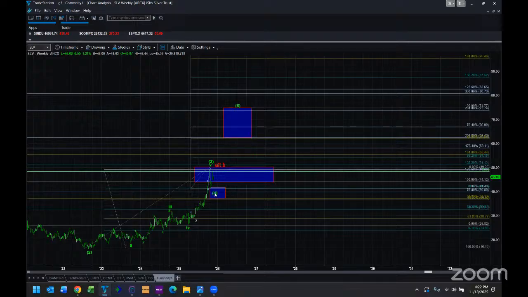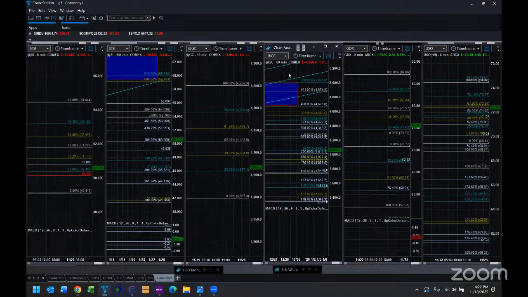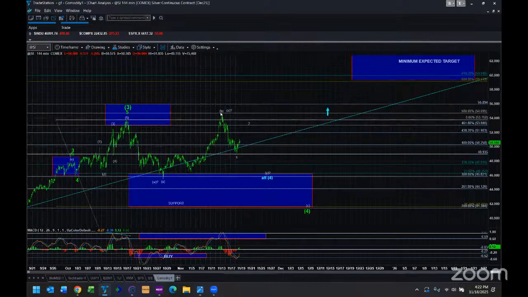But here, my expectation is I still think that silver can go higher as long as silver in the futures holds the 41 region on the next pullback. My expectation is we can go to minimum of 60, but I think there's a good chance of 70 to 80. Let me show you on silver what I'm looking at.